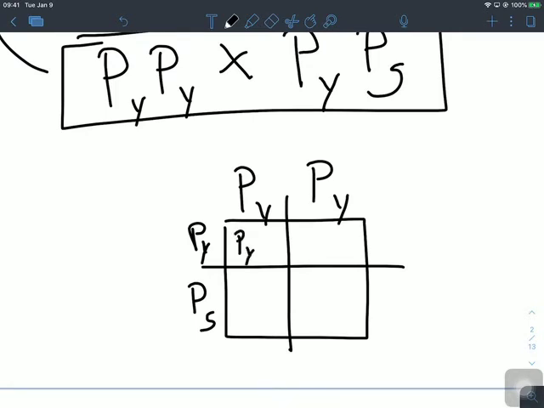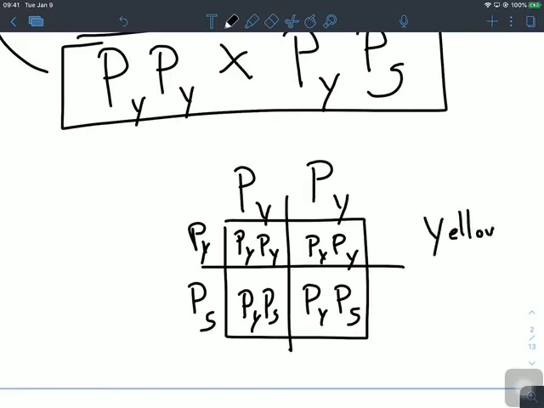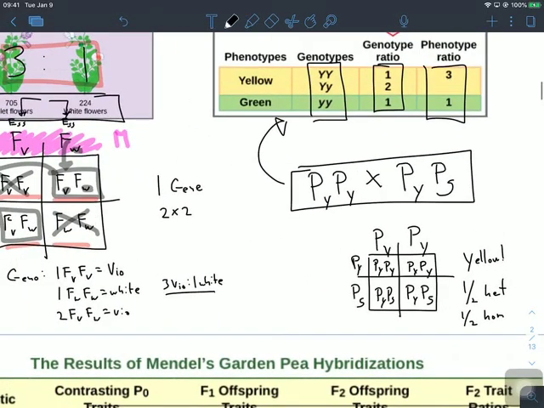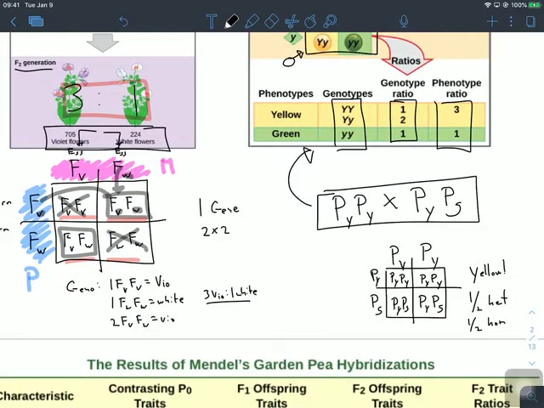This individual here would be PYPY, PYPY, PYPG, PYPG. Oops. All of these are going to be yellow. But one half of them will be heterozygous, one half of them will be homozygous yellow. And so in this way, you should be able to fairly quickly come up with these different ratios given different crosses.